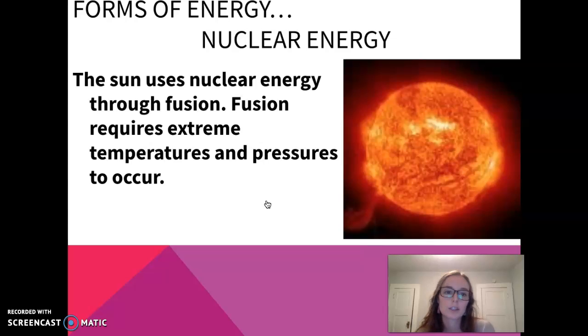And nuclear energy, like we said, the sun uses nuclear energy through fusion. Fusion requires extreme temperatures and pressures to occur, and that's why the sun you can think of as being so dangerous. It has so much pressure and so much temperature because of that nuclear fusion.